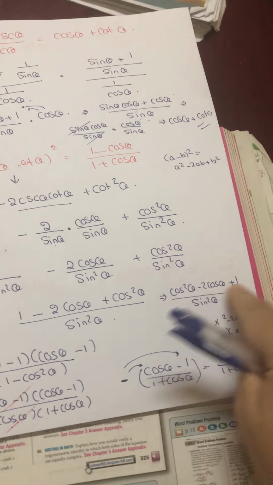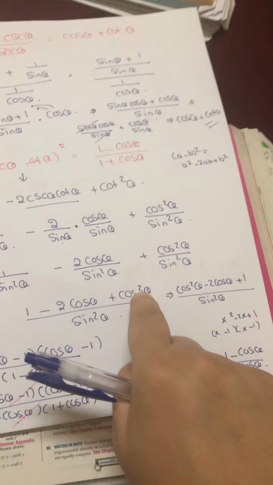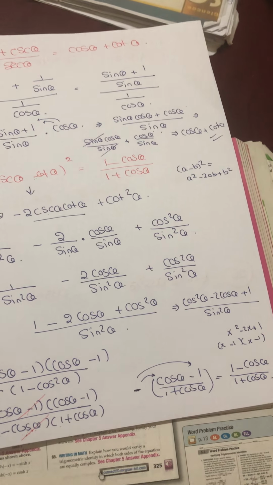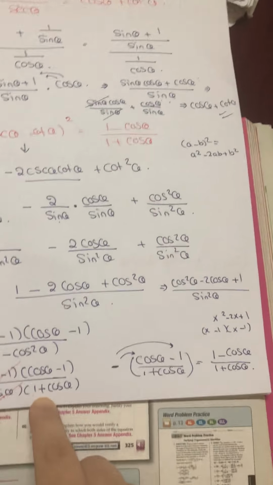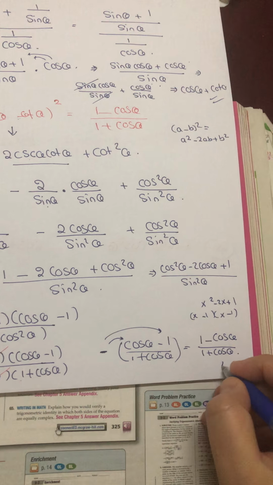By the way, if I didn't do this switch, if I worked directly here, I would have got 1 minus cosine theta and 1 minus cosine theta, and I wouldn't have needed this step. But anyways, I proved the answer. I proved the identity.